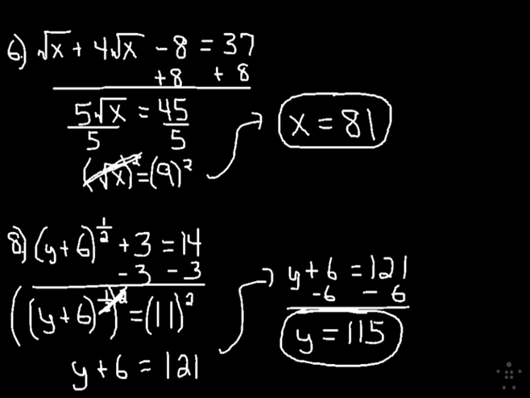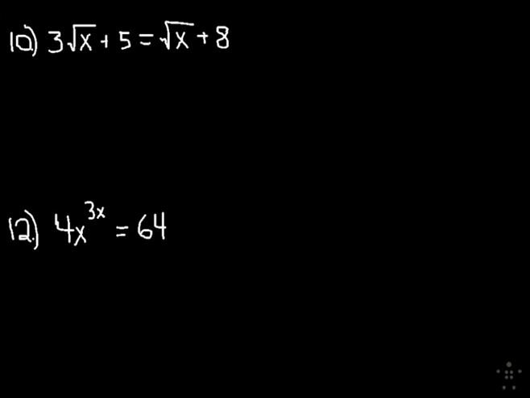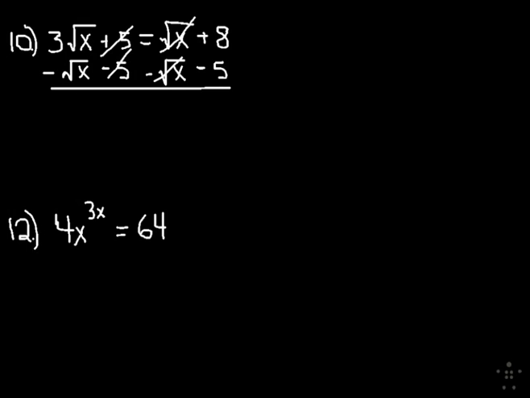Moving on to question number 10. Number 10 says 3 times the square root of x plus 5 is equal to the square root of x plus 8. If you notice on this one, we've got a variable on both sides of the equation. We've got a 3 square root of x, and then on the right side we've got square root of x. So what we want to do is get our x's on the same side. So let's subtract the square root of x from both sides. And I'm also going to take this constant over to the right side. This is going to leave me with, and I can subtract there because they're both square roots of x, 2 square root of x is equal to 3.